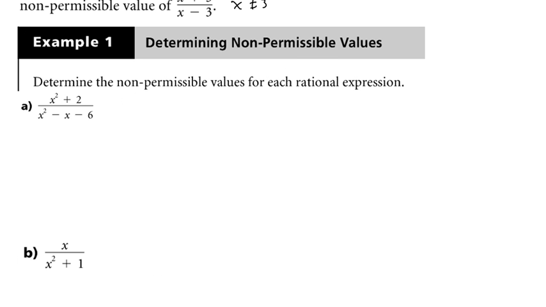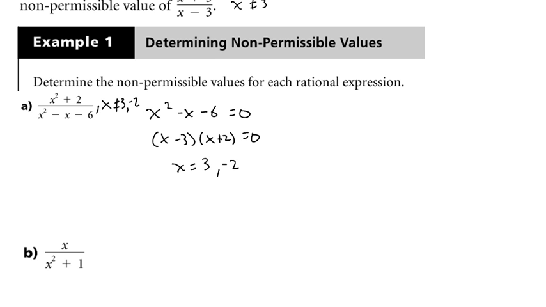Alright, so let's have a look at our first example out of the book about non-permissible values. Like we said, we don't want the bottom to equal 0. So if this is true, then we have a non-permissible value. Easiest way to find out what values of x will make that equal 0 is to factor it. And that we get x minus 3 times x plus 2 equals 0. So if x equals 3, or if x equals negative 2, then the bottom is going to equal 0. So we would have to say, normally we put comma, x can't equal 3 or negative 2 right there.